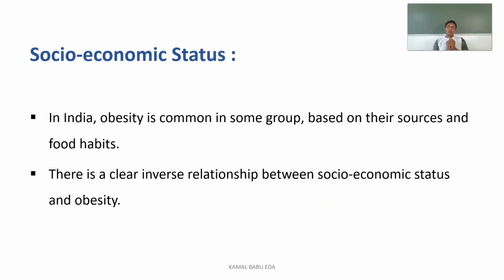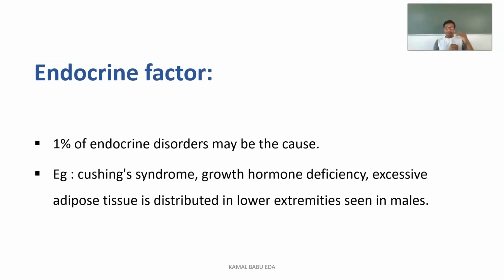So the next thing is socioeconomic status. If you see in India, obesity is more common in some groups based on their sources and their food habits. There is a clear relationship between socioeconomic status and obesity. The persons who have very rich dietary habits, they go for excessive junk food and excessive fat consumption, which is leading to the disease condition.